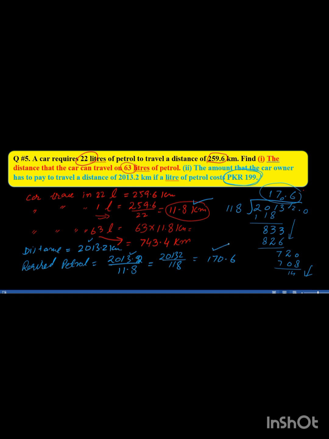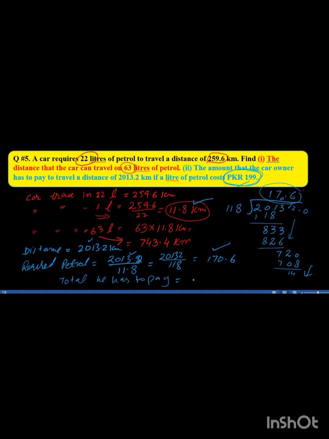So how much petrol he required? That is 170. And what is the cost of per liter? That is 199. So we have to multiply both to get the total amount he has to pay. Okay, you can write here total he has to pay.